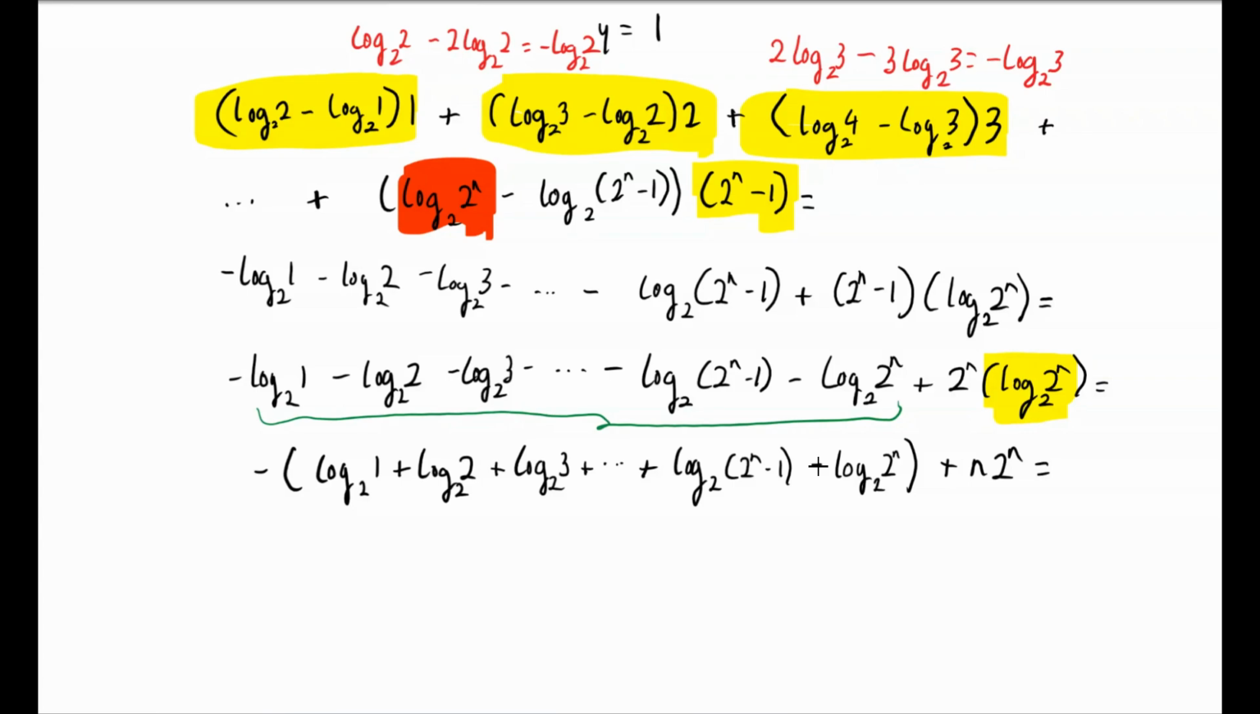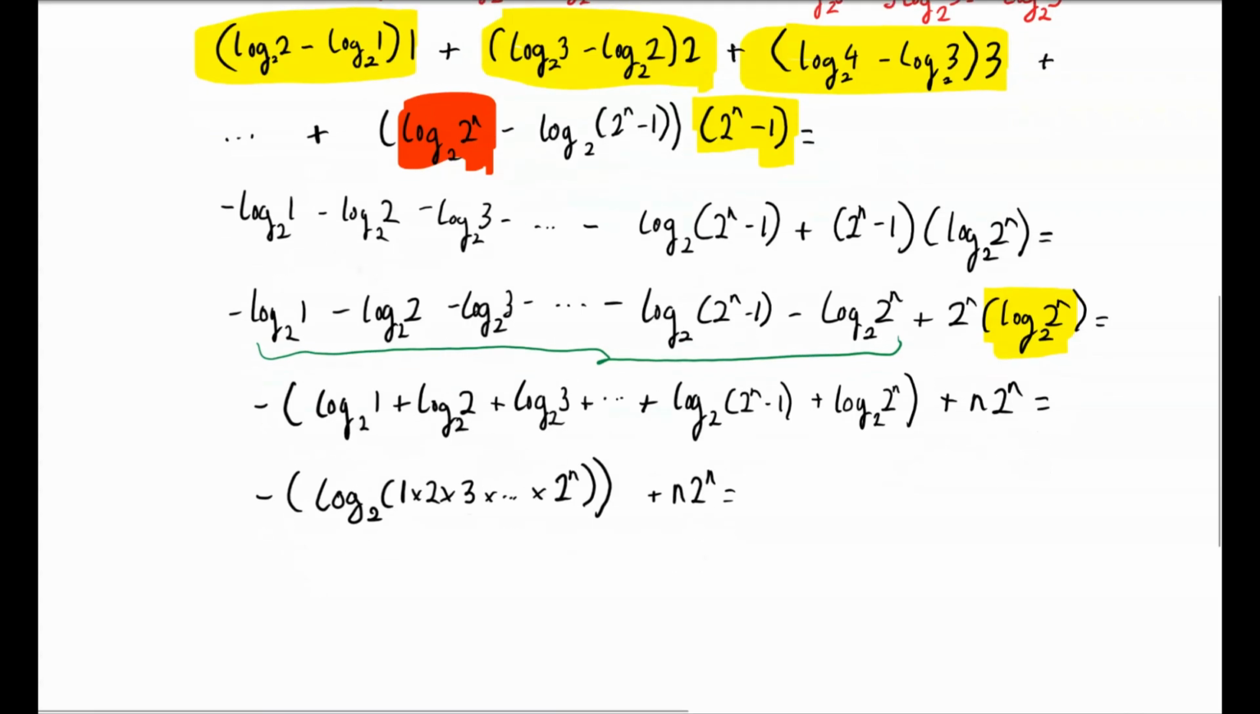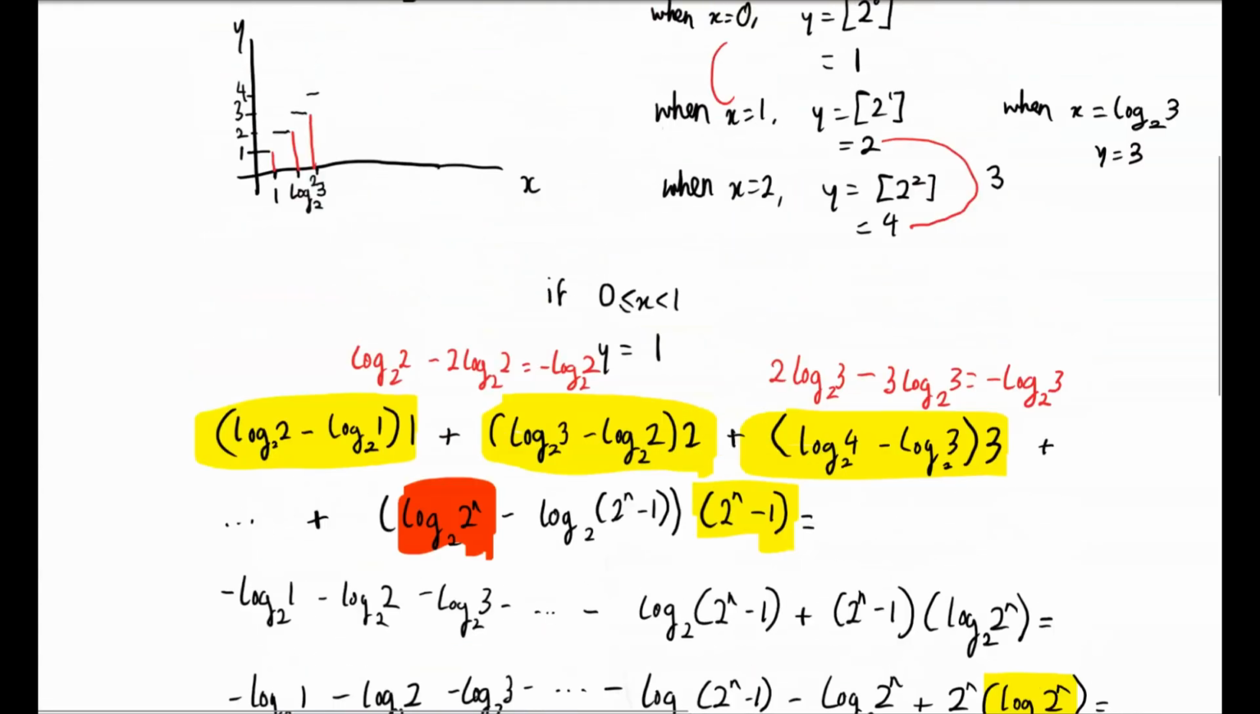And if we consider the sum inside our brackets, since we know that log of a plus log of b is log of ab, this is going to evaluate to 1 times 2 times 3, all the way to 2 to the n, plus n times 2 to the n. And the bit inside the log, that's just 2 to the n factorial. So we can rewrite this as n times 2 to the n minus log of 2 to the n factorial. And this is going to be our final answer, giving us option B.